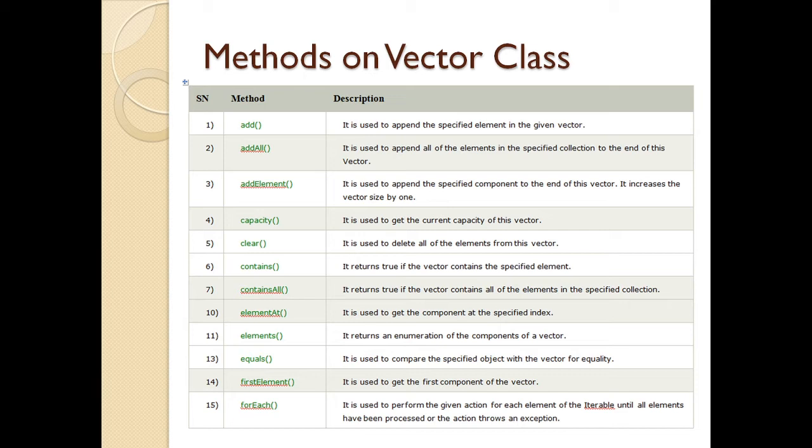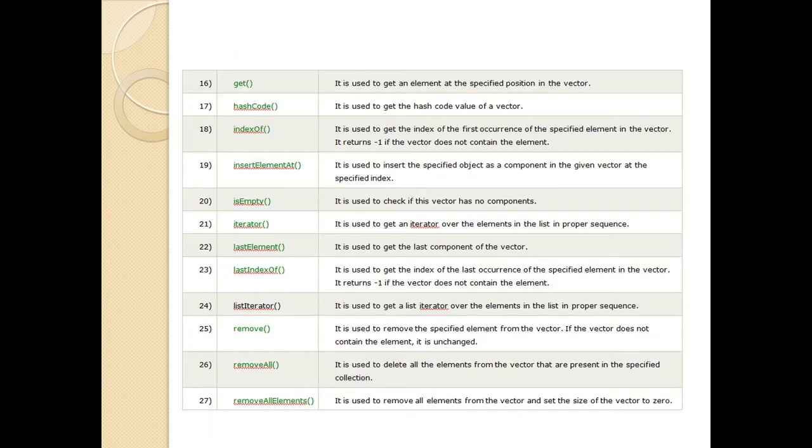Continuing with the vector methods, you have the get method which is used to get an element at the specified position in the vector. The hashCode is used to get the hash code value of a vector. The indexOf is used to get the index of the first occurrence of the specified element in the vector. It will return -1 if the vector does not contain the element. insertElementAt. If you want to insert a specified element at a specific index, you can use this method. isEmpty is used to check whether the vector has any component. It will return true if there are none. It will return false if there are elements.